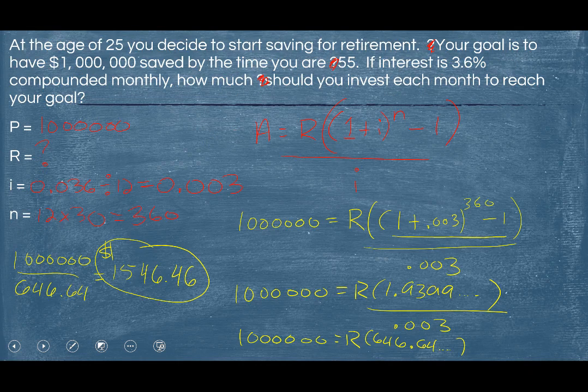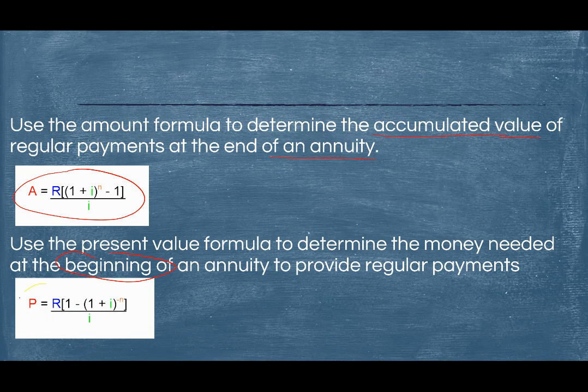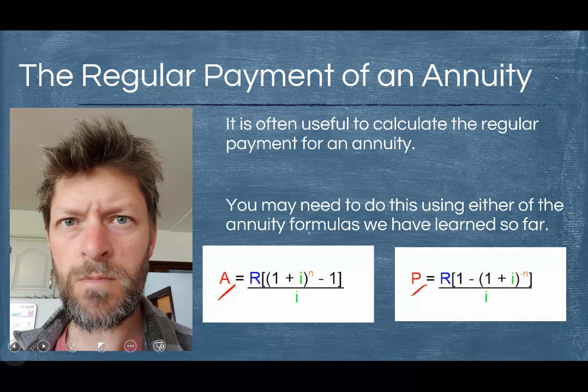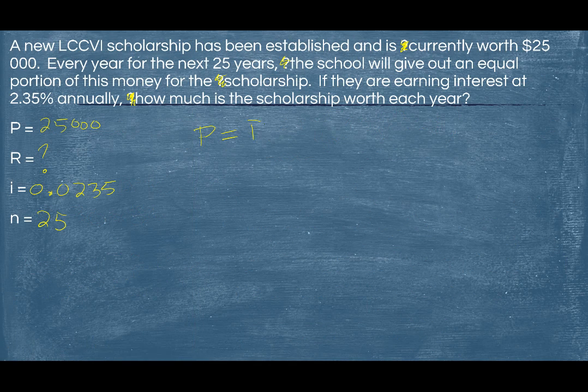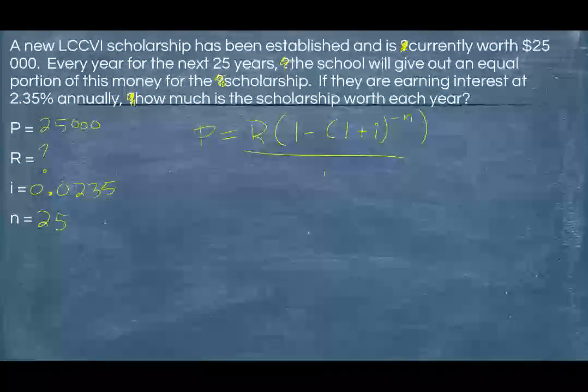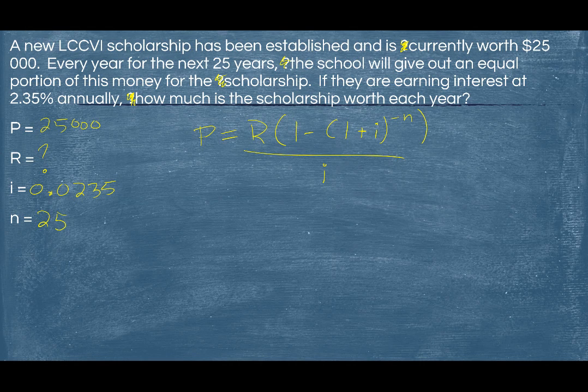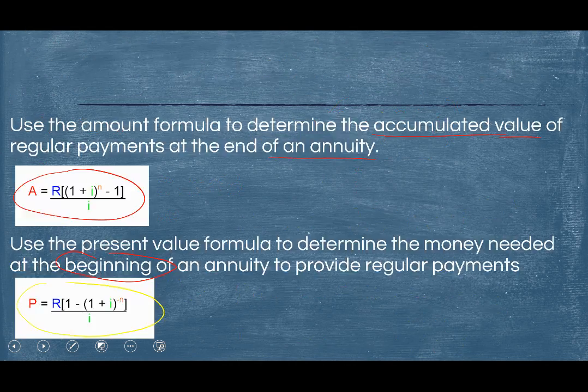Let's go back and have a look at that formula and find the one with the P. It's the one here at the bottom. It's R and 1 minus 1 plus i to the power of negative n, close the bracket, and it's all over i. Let's go back and make sure we got that right. Looks like it is.